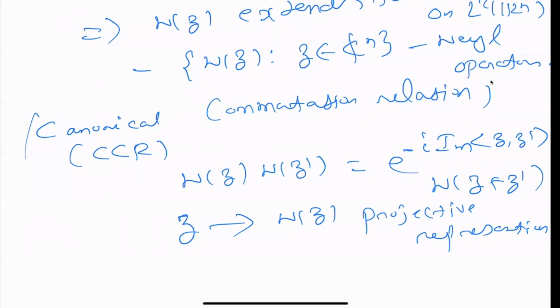Is it like a representation in the projective space? In the projective space, W of Z will be equal to all the multiples of W of Z. You're forgetting about scalar multiples, right? So is it a representation of the projective space? In a sense, yeah. Let's talk about it later.